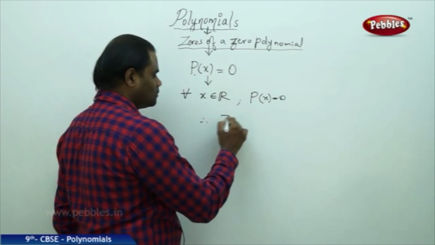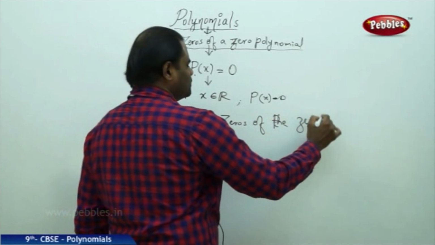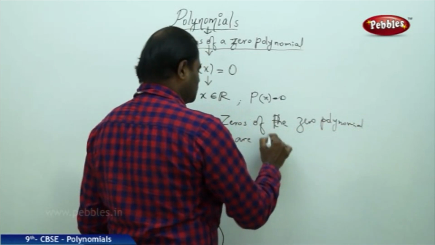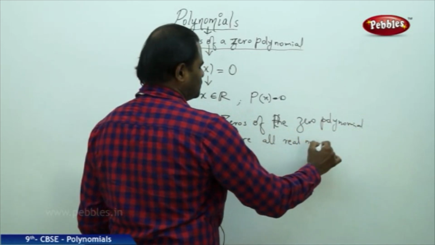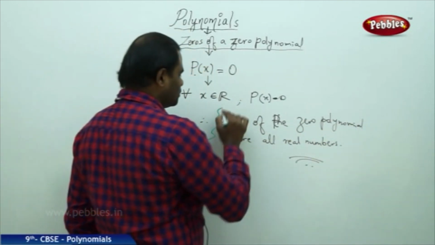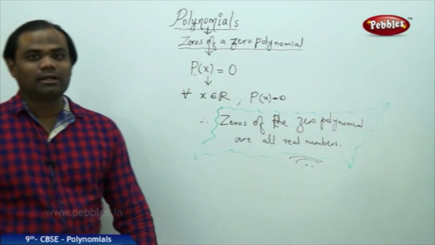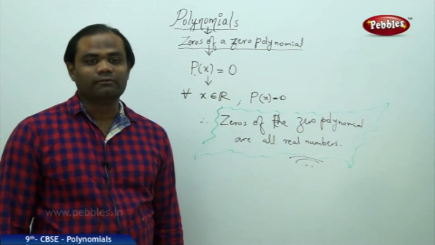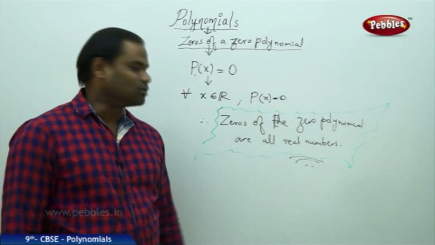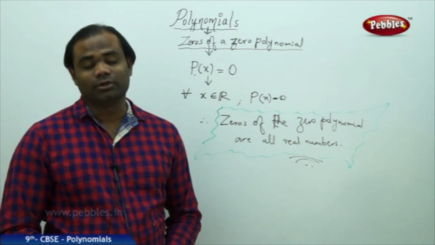Therefore, the zeros of the zero polynomial are all real numbers. Every real number when substituted in x for p of x gives me 0, and therefore the zeros of the zero polynomial are all real numbers, infinitely many real numbers belonging to R.